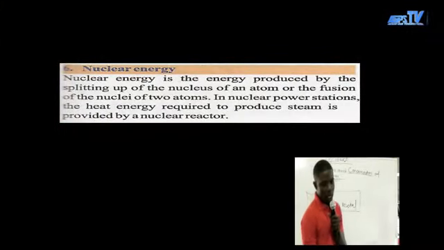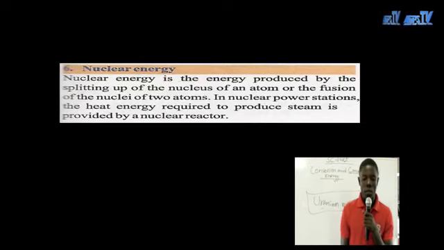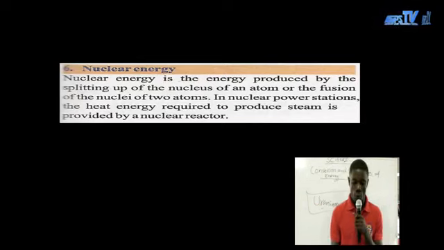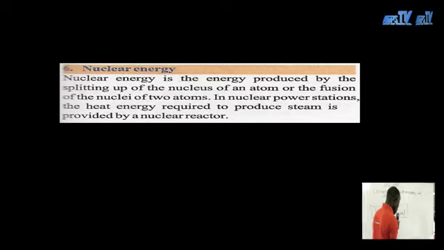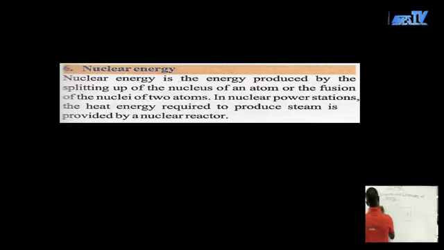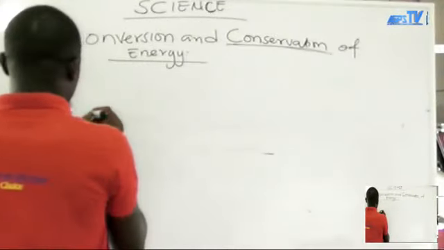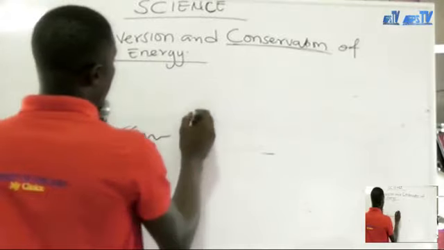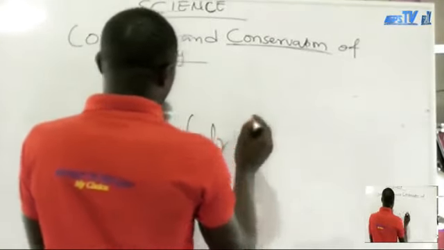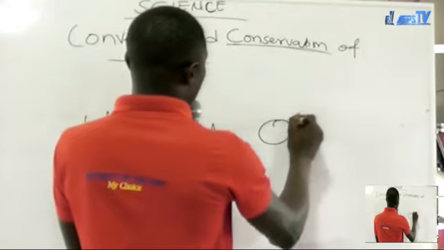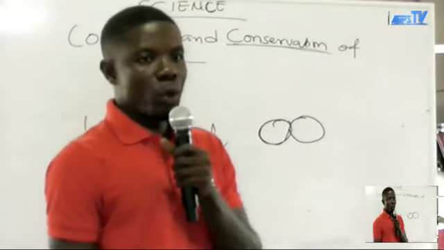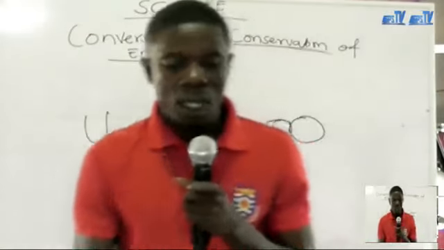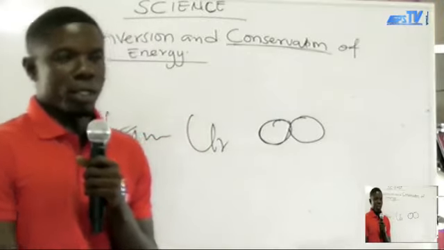So nuclear energy is the energy produced by the splitting up of the nucleus of an atom or the fusion of the nuclei of two atoms. So let me take the uranium metal like this. We have the fusion of its nucleus together to produce a large amount of energy. And this one is used to generate a large amount of electricity if you go to other countries.